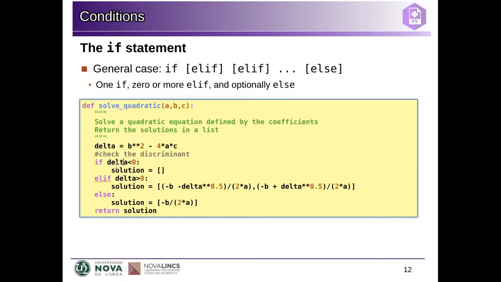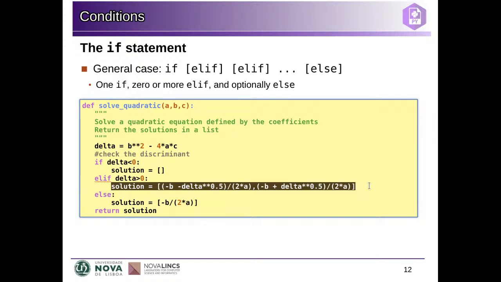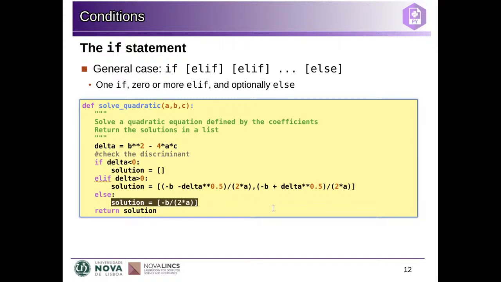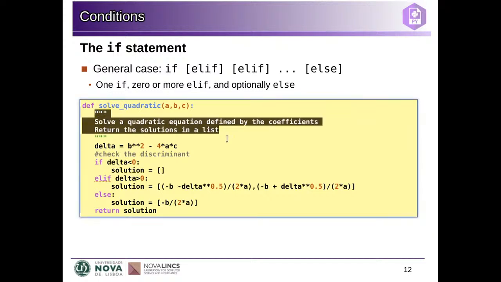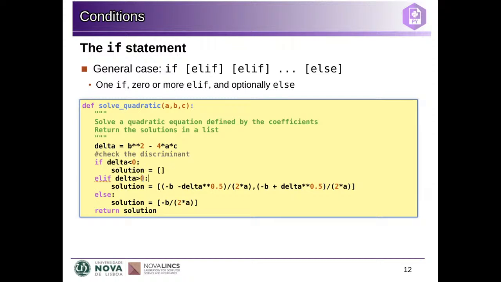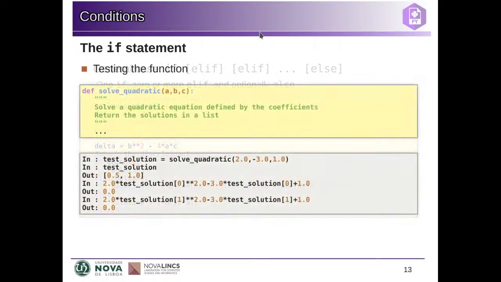If delta is less than 0, it will be this one here. If it's greater than 0, it will be this one here. And if neither of these conditions are true, if it's exactly 0, then it will be the else block here. Okay, so this is our function. We create a function. We can add the documentation to explain how it works. We compute the discriminant, and then we have these three branches to generate the solution, and we return the solution we found. Now we should test our function.